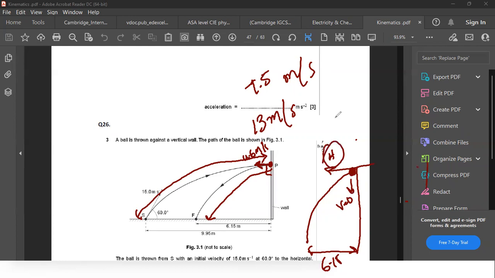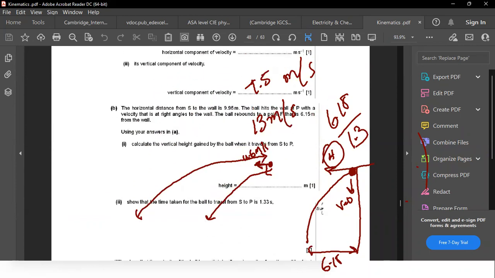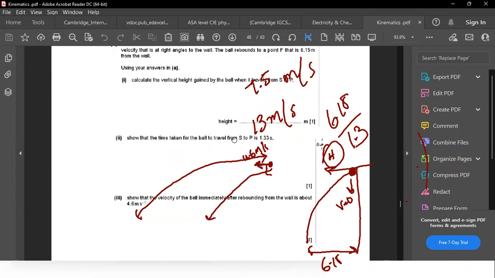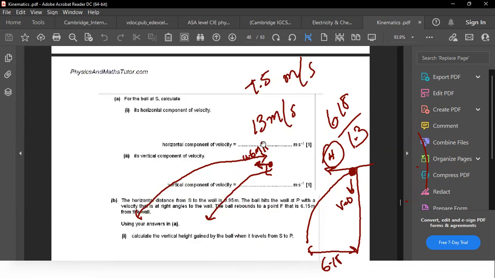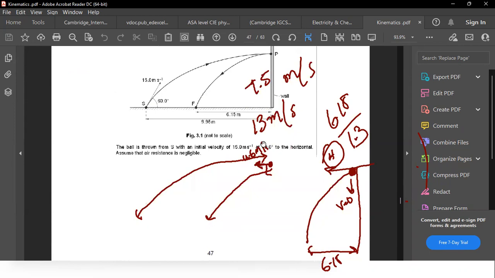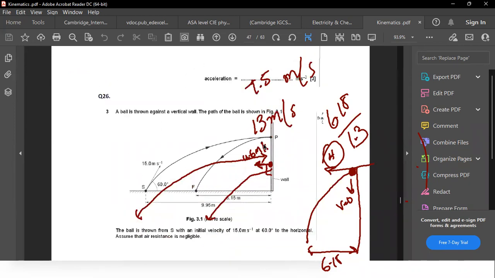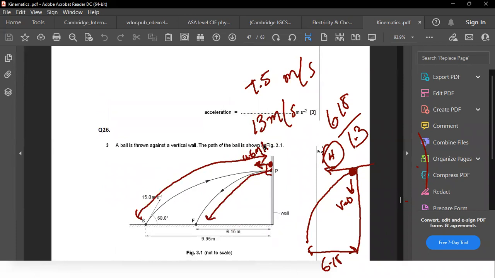The distance is 6.15. The time, which you have just calculated in the previous question, is 1.3. Just like over here, remember? You just solved it: show that the time taken for the ball to travel from S to P is 1.33 seconds. So the time for the journey is going to remain the same, right? The time is not going to change. Yeah, exactly. So you do speed equals distance upon time, 6.15 divided by 1.3, and that would be your answer.